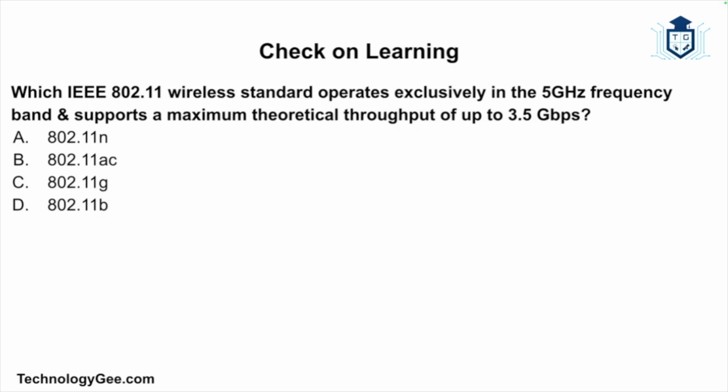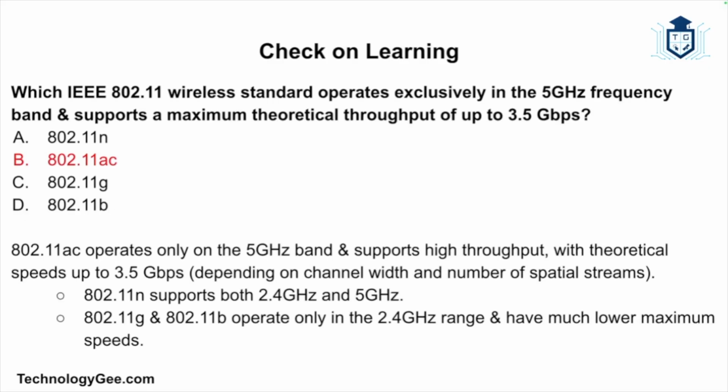So which 802.11 wireless standard operates exclusively in the 5 gigahertz frequency band and supports a maximum theoretical throughput of up to 3.5 gigabits per second? Is it 802.11n, 802.11ac, 802.11g, or 802.11b? And the correct answer is 802.11ac.